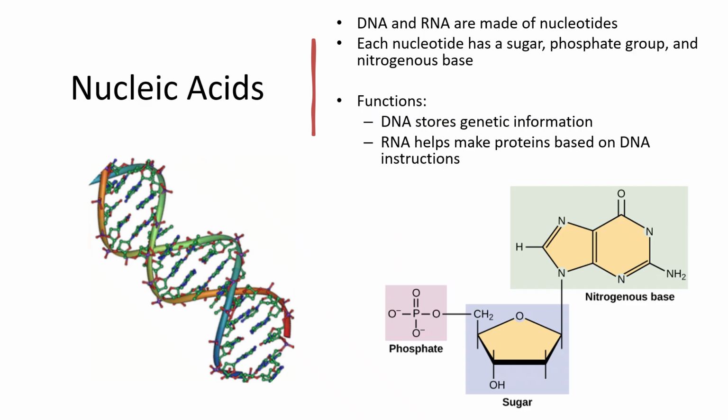The nucleic acids, DNA and RNA, are made of nucleotides, each with a sugar, a phosphate group, and a nitrogenous base. DNA stores genetic information, and RNA helps make proteins from that information.